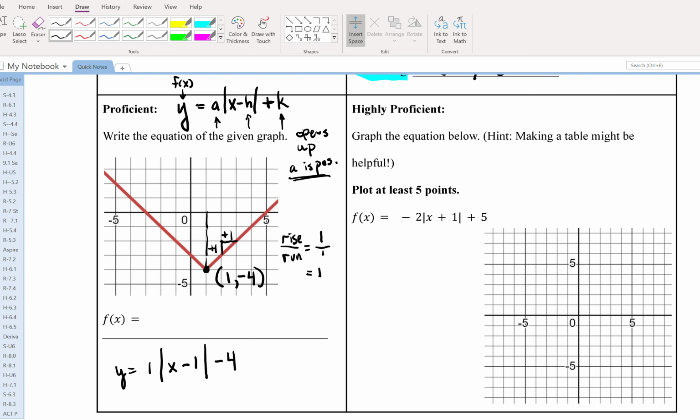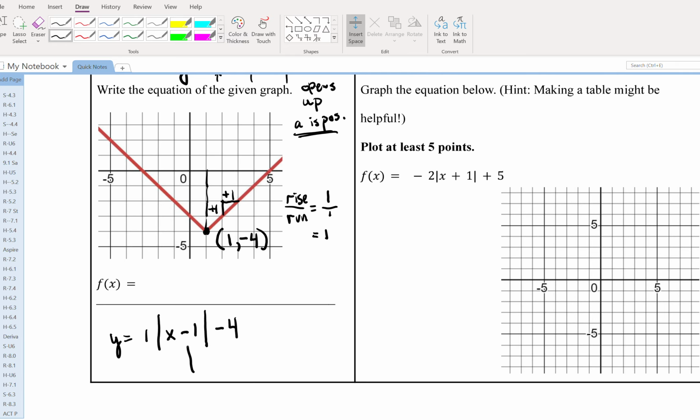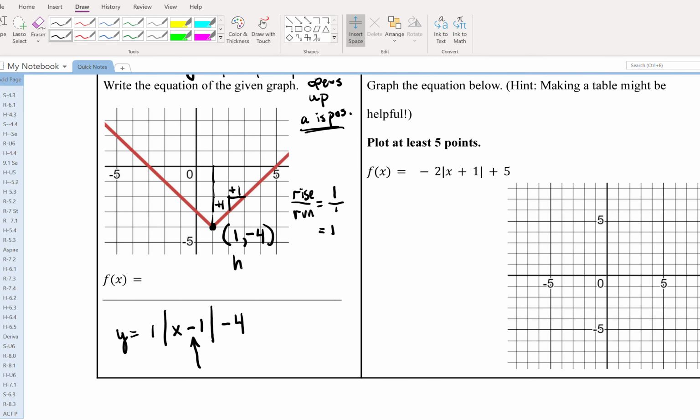What I want you to notice is that this is minus, even though this is positive. So it has that opposite kind of feel to it. You look at the minus, you might think that the vertex, or the x-coordinate of the vertex, is negative 1. It's not, it's 1. And so here, this is h, and this is k, but since it's x minus h, it's x minus 1.